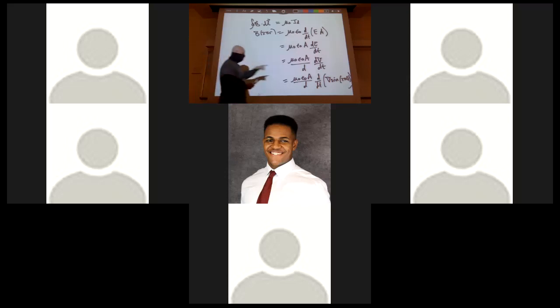Now, as far as this is concerned, V zero is a constant, so that also comes outside of the derivative. I don't have to care about that. What's the derivative of a sine?